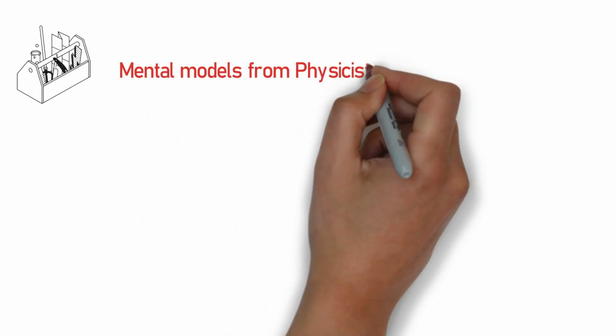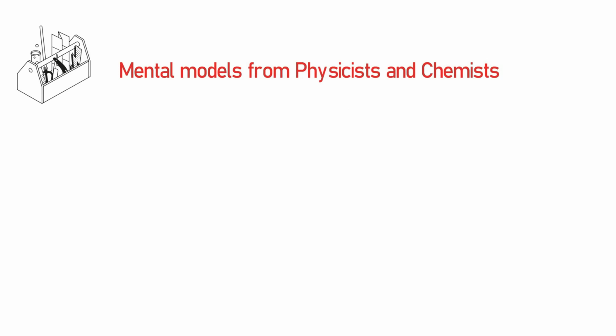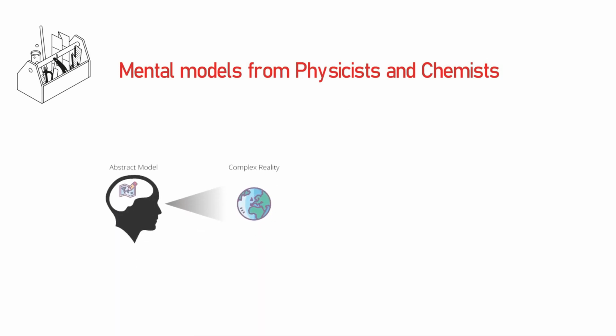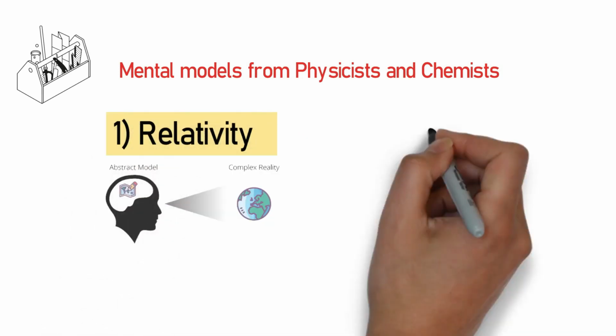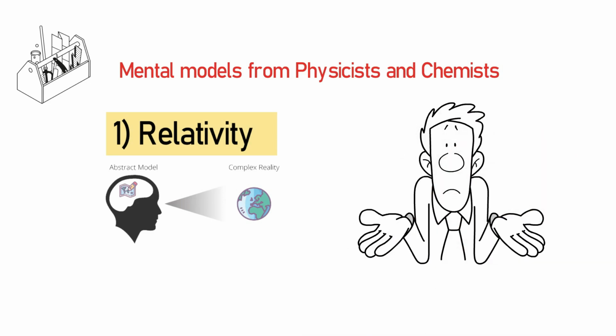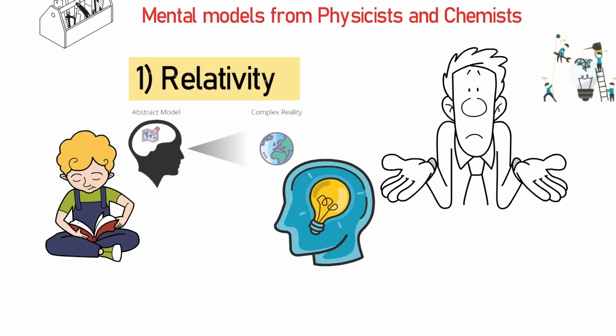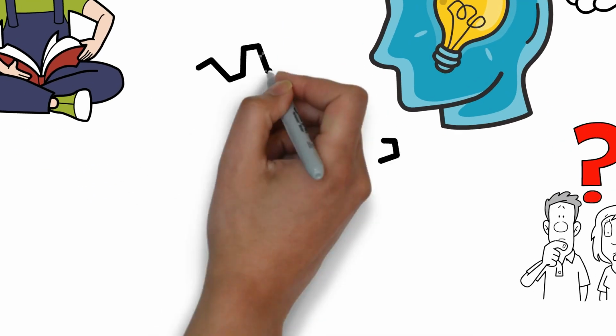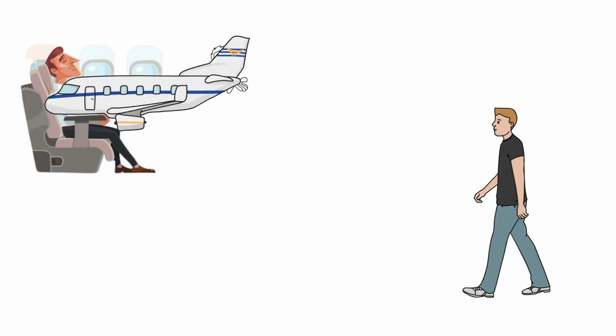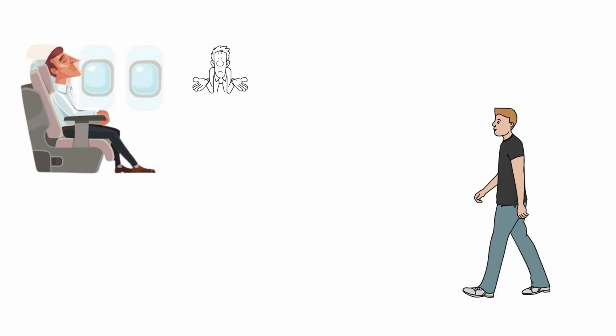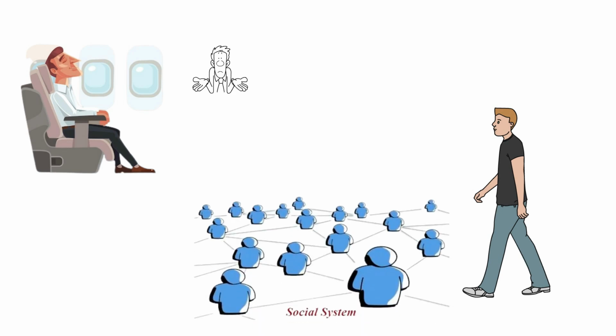Mental models from physicists and chemists. Number 1, relativity. The idea that the observer cannot truly understand a system of which he is a part has been used in several contexts in the world of physics, but the most important aspect to study is the idea that an observer cannot truly understand a system of which he is a part. For example, a man inside an airplane may not feel any movement, while an outside observer can see the movement happening. This type of relativity has a similar effect on social systems.